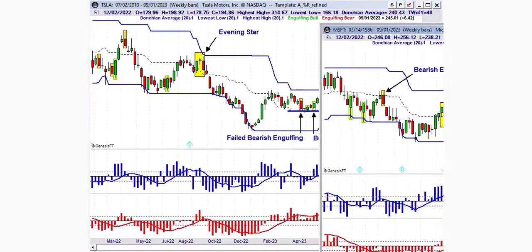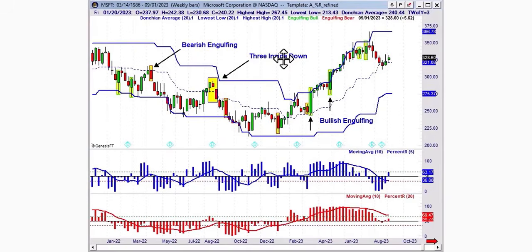Okay, here we're looking at another chart. This is Microsoft at the weekly level. And here, over to the left, the trend is clearly to the downside. How do we know? Prices are below the Donchian average. So as a trader, what am I doing? I'm looking for opportunity. Where does opportunity occur on the chart? At or near the Donchian average. Once we see prices move up to the Donchian average and get a bearish engulfing pattern, there's your selling opportunity. Come over here, three inside down, pretty much the same thing.